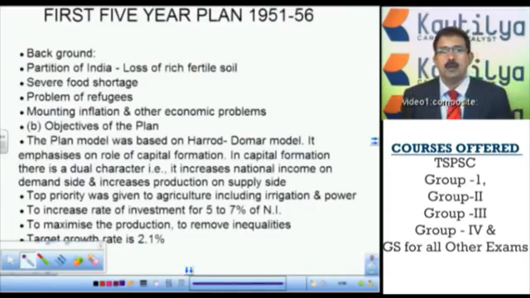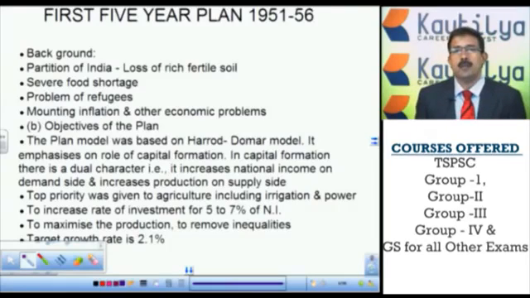Hello friends, after discussing the introduction about planning and the other processes involved, like strategies and models, now we discuss the Indian 5-year plans in detail. Then, for competitive examinations, how to master this planning section.